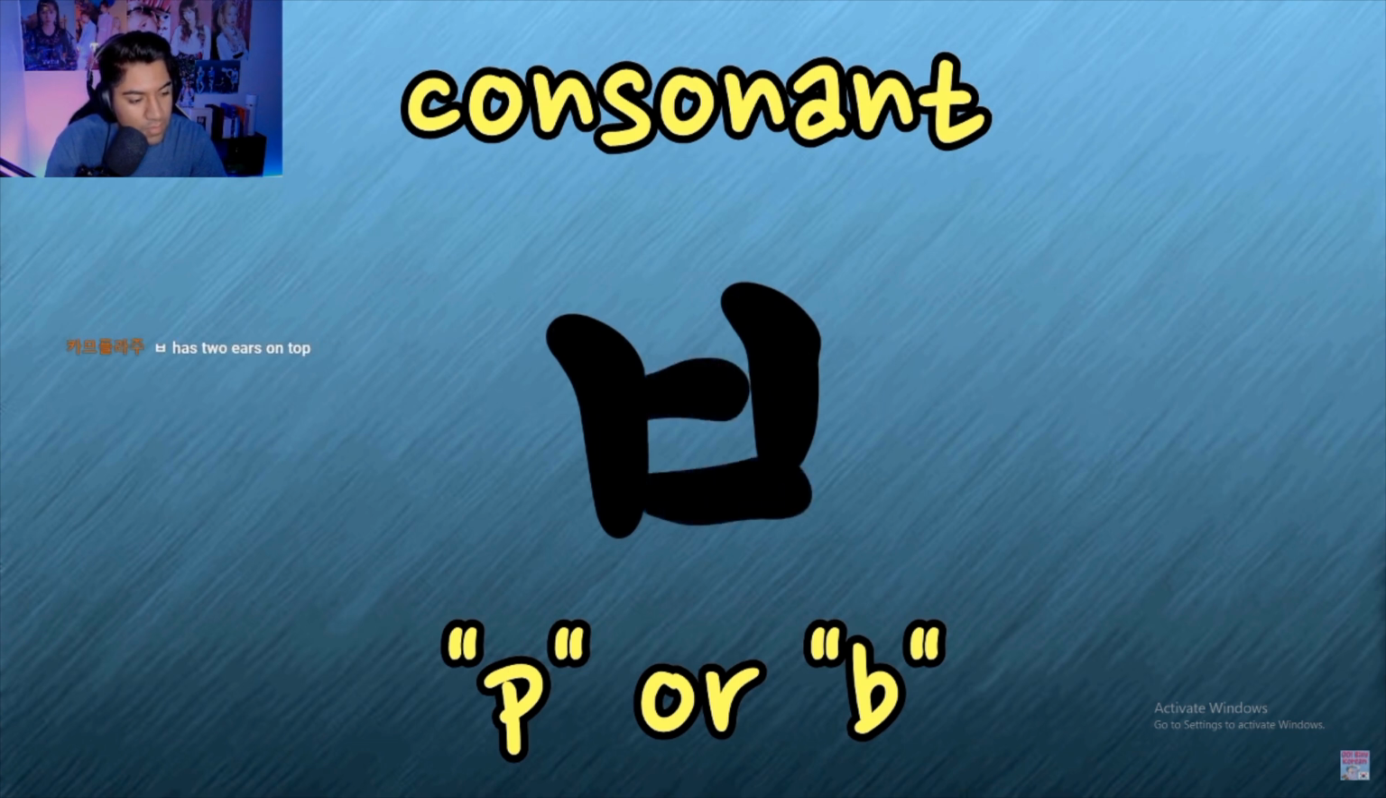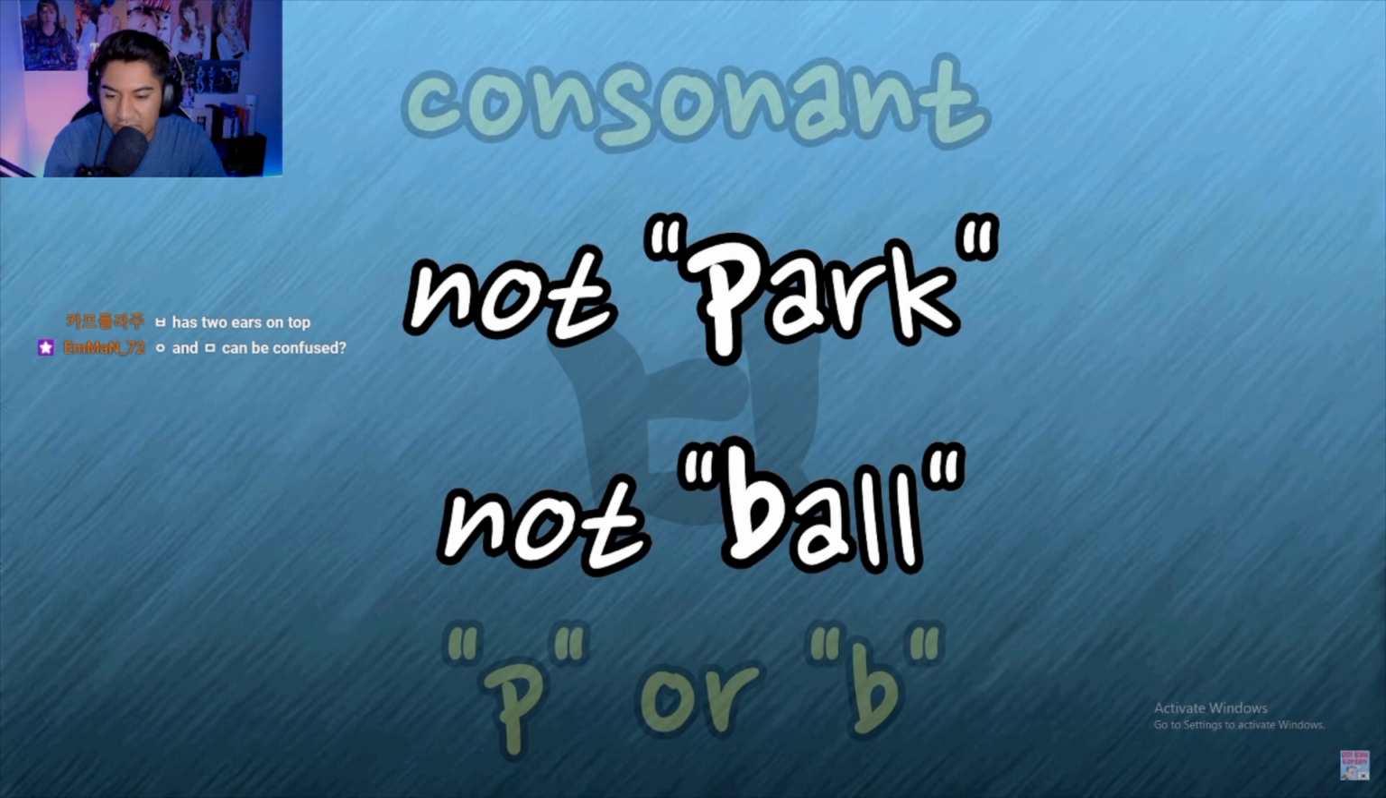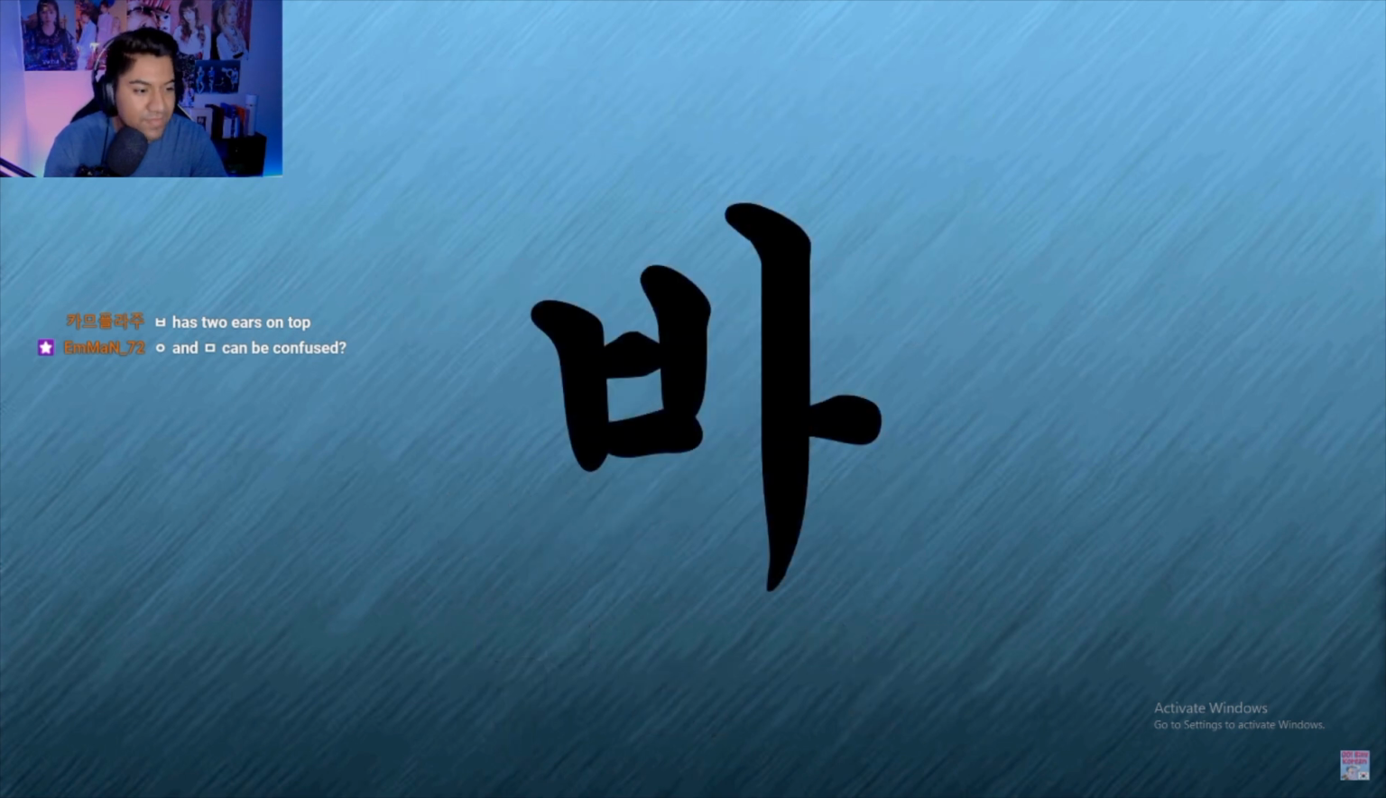This letter is pronounced similar to a P or B sound, like in the word ball. It's between P and B and is a bit softer. It looks like an M that has two ears on top. We can combine this consonant with our vowel ah and hear it sound Pa. Pa. Pa. And once more. Pa. Pa.